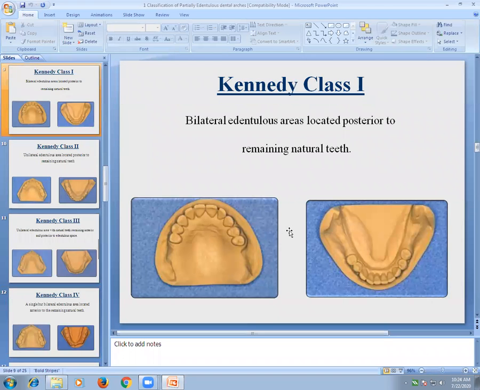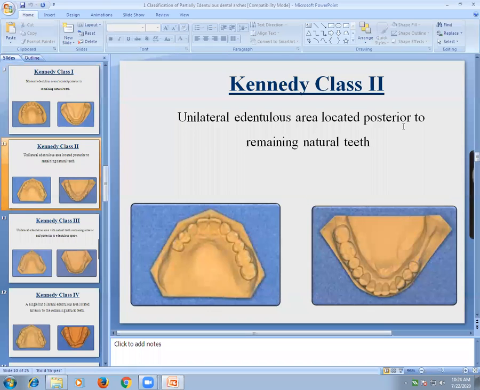Coming to class 1. As in the previous lecture, we discussed this classification, and here we will discuss it with diagrams. Here, bilateral edentulous areas are located posterior to the remaining natural teeth. These are the bilateral areas. Here you can see the cursor on the screen. These are the bilateral edentulous areas located posterior to the remaining natural teeth. Just remember it.